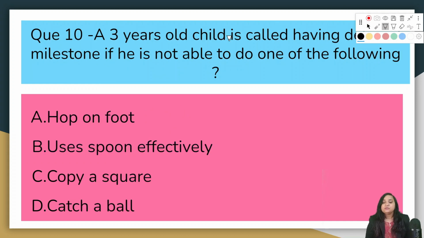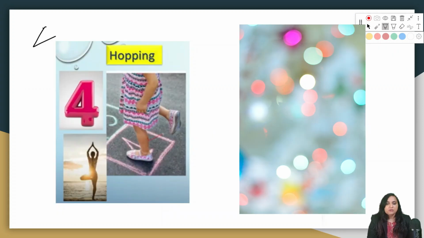A 3-year-old child is called having delayed milestones if he is not able to do one of the following. A 3-year-old child should be doing what? Now, hop on one foot. That is hopping with support of one limb. Hopping will be developed at the age of 4 years, while skipping, that is jumping on both limbs, is developed at the age of 5 years.